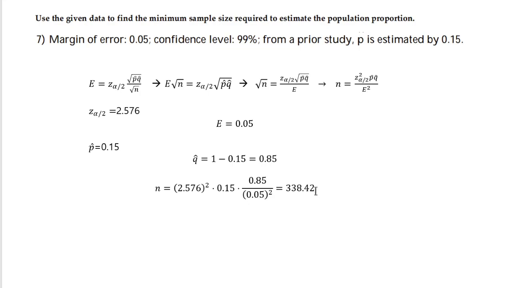And here's actually another important point. When you get an answer for estimating the population proportion, you can't have like 0.42 people. That's impossible. So every time you get a value, you always round up. You don't go to the nearest integer, but you round up, because you want the error to be less or equal to 0.05. If you go with 338, your error is actually slightly bigger than this 0.05, so you don't want that. Okay, so always when you're trying to estimate the minimum sample size, you always round up. So the answer to this question would be 339.